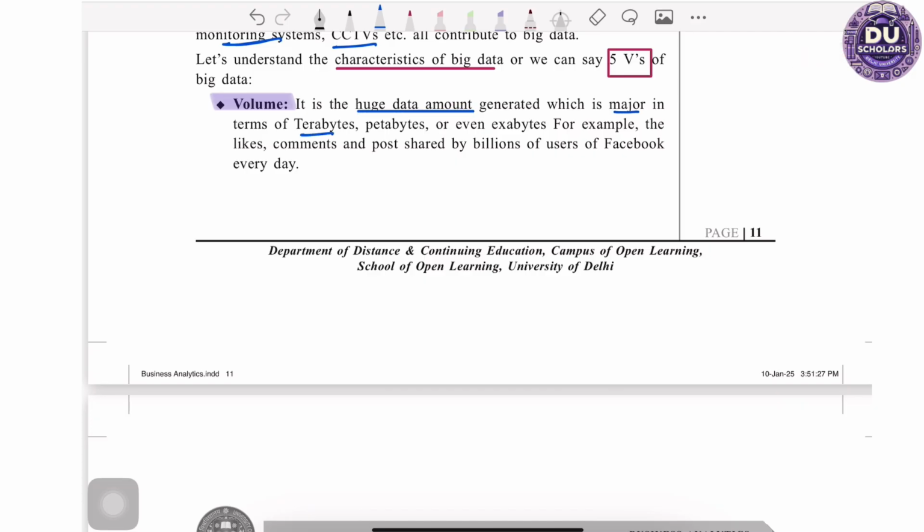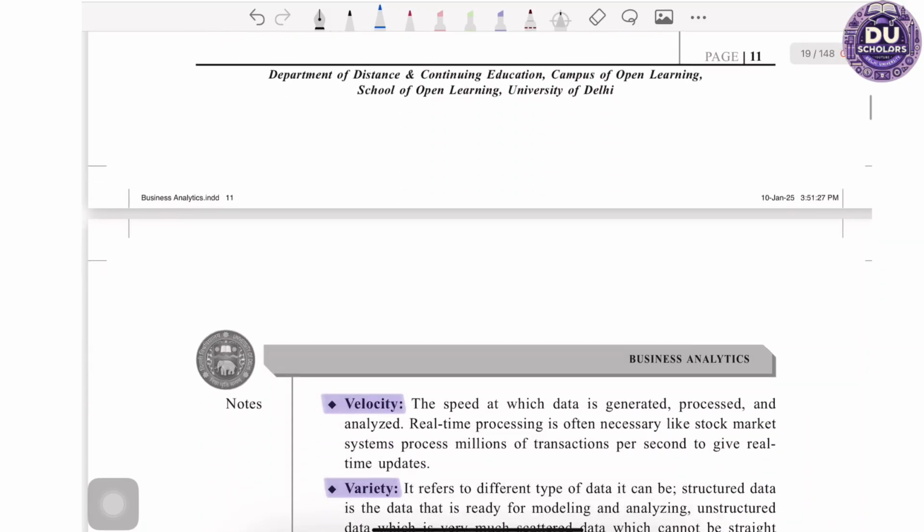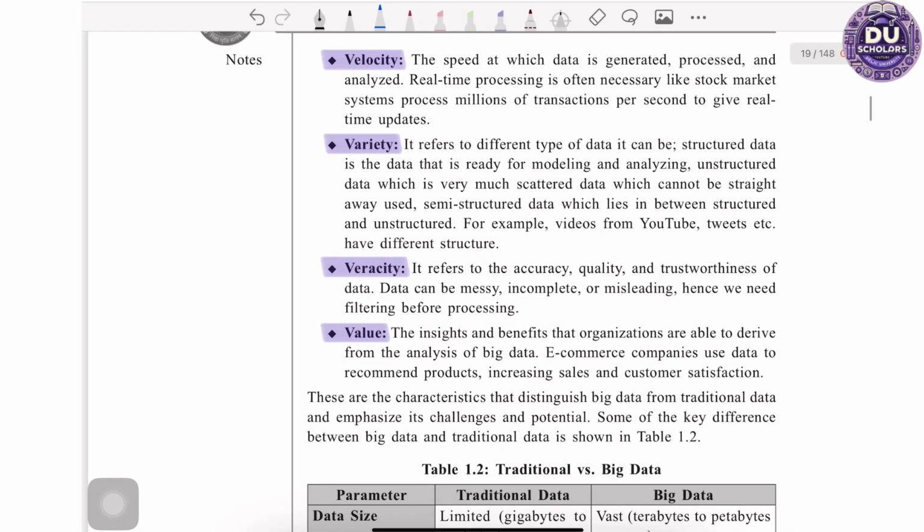So talking about the volume, it is the huge amount of data generated, measured in terabytes, petabytes, or even exabytes, right? For example, the likes and comments and posts shared by billions of users of Facebook every day, or you can say even Instagram right now is at a high peak. So the volume of data generated over Instagram or any such platform is very huge, right?